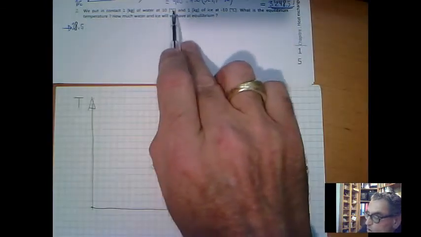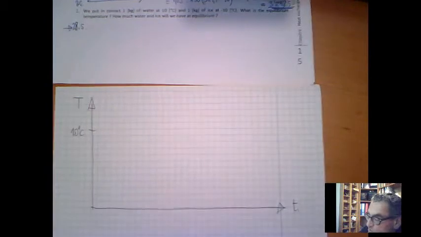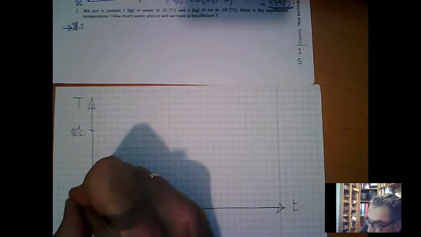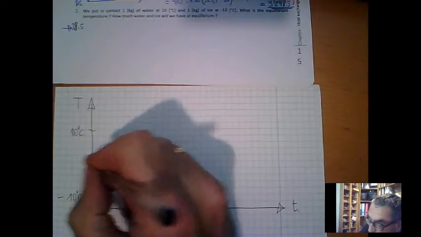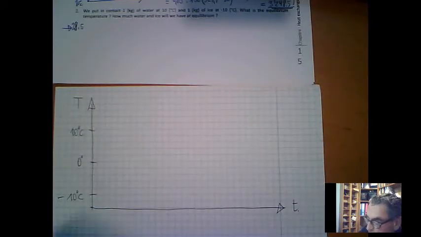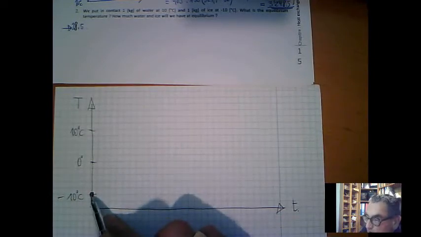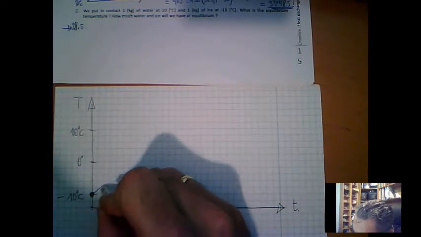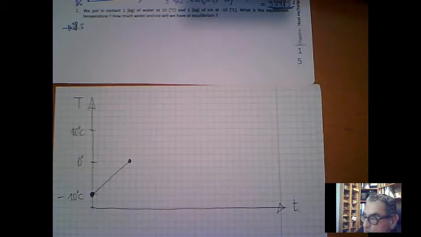Well, you have 1 kilo of water at 10 degrees. So in some place we will need to have 10 degrees on the temperature scale. And we have ice at minus 10 degrees. So at some point we will need to have minus 10 degrees. And so the 0 degrees will be in the middle. Okay, so we start here. We have a certain quantity of ice at minus 10 degrees. This ice is going to do what? It's going to increase its temperature until it reaches 0 degrees.